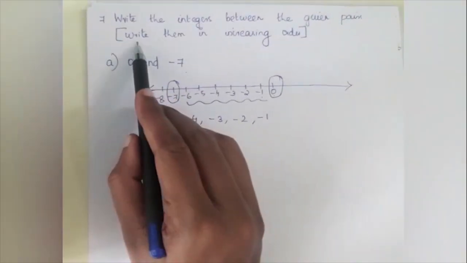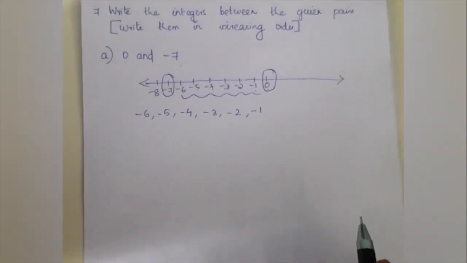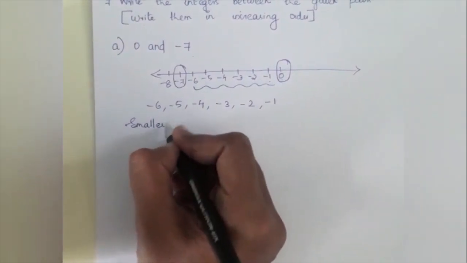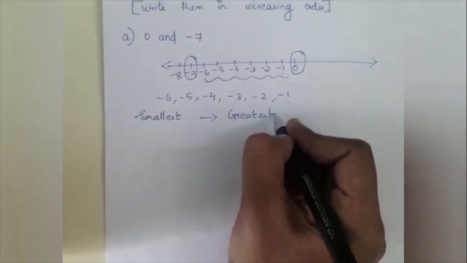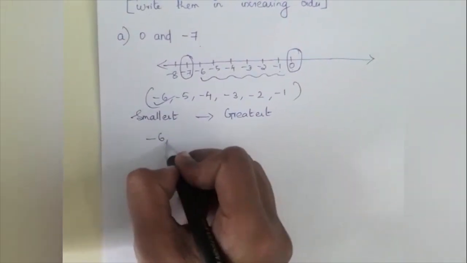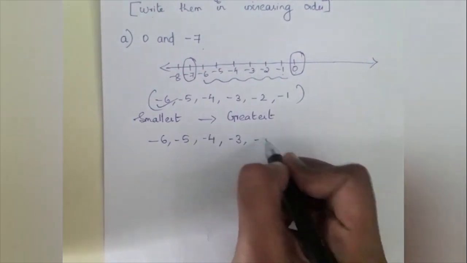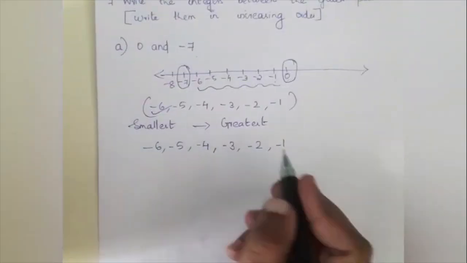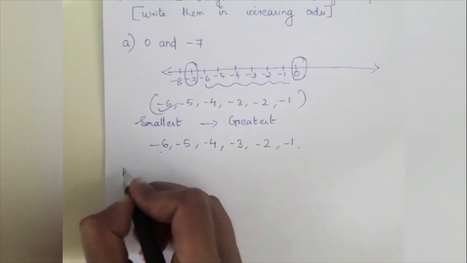So the next task is to write them in increasing order. You have to write them from the smallest to the greatest number. So from this, which is the smallest number? Minus 6 is the smallest number, then minus 5, then minus 4, then minus 3, then minus 2, then minus 1. So you have written it from the smallest to the greatest number, that is increasing order. So one more I will do for you.